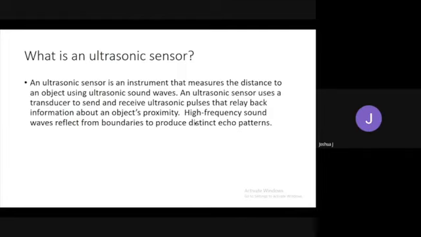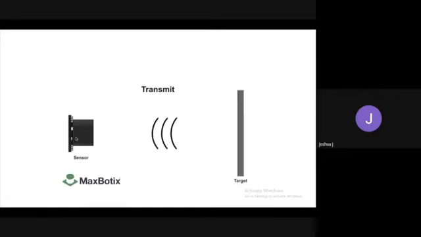Okay, so what it does is it transmits. This sensor contains two things. One is a transmitter, another one is a receiver. The transmitter is basically a speaker that generates sound in ultrasonic frequency, and the receiver is similar to a mic. These two devices are the parts of this ultrasonic sensor.